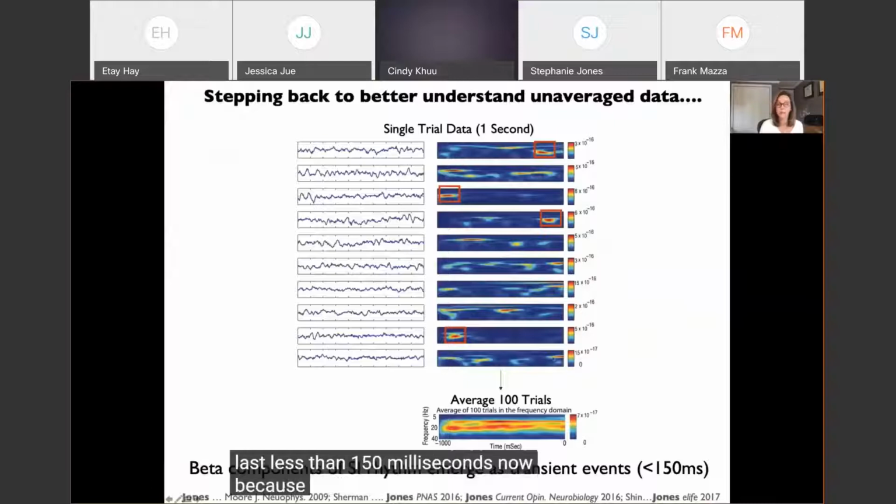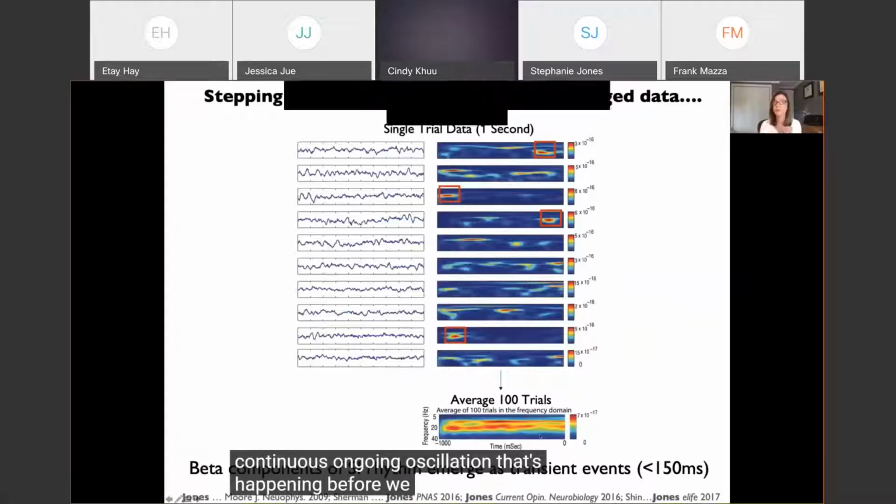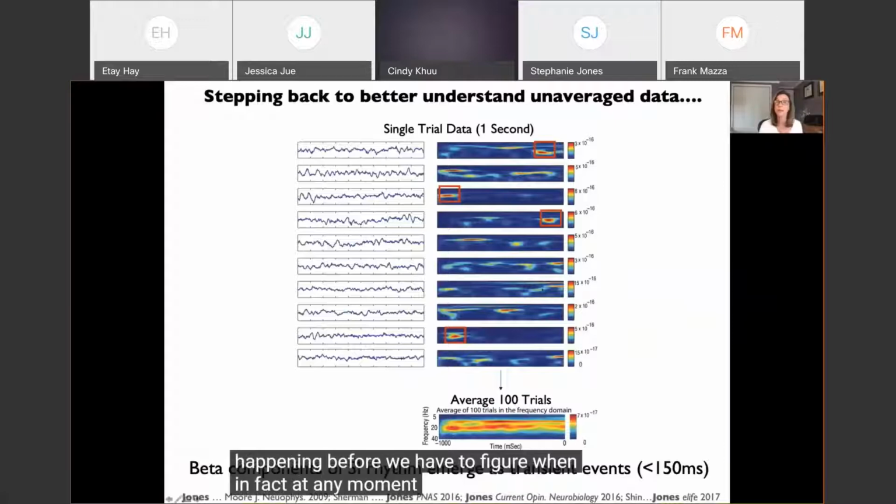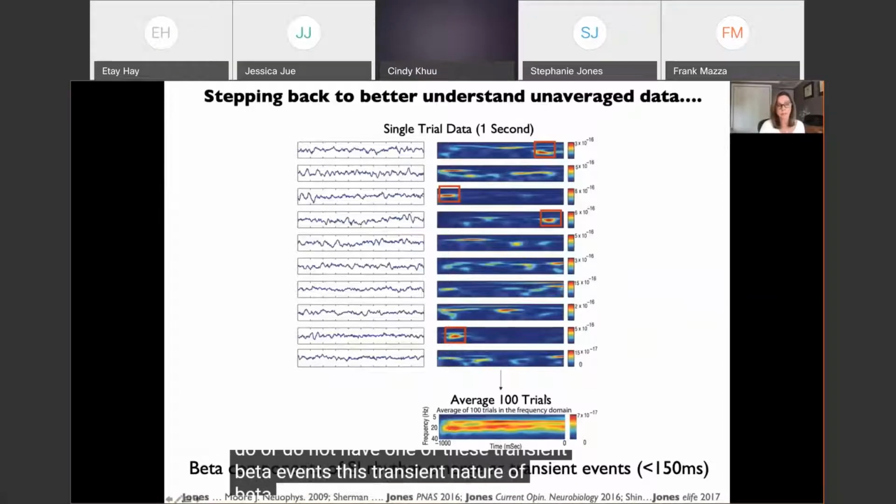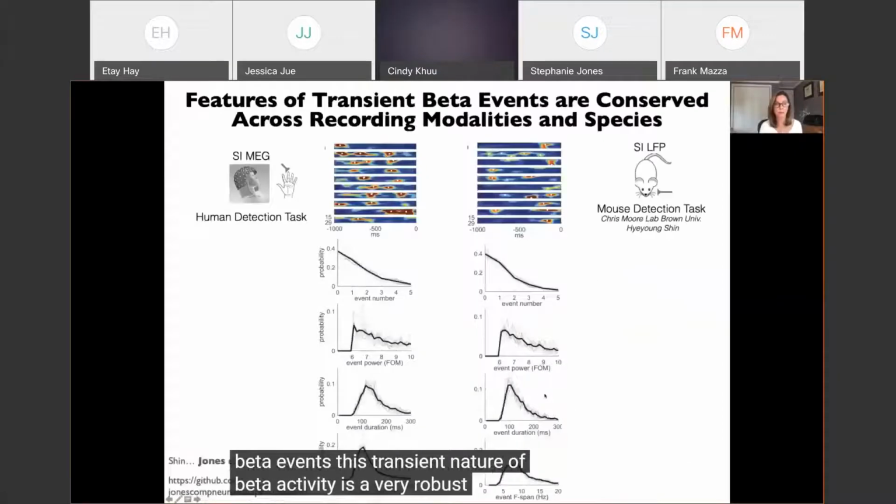Now, because in the frequency domain, these signals are always positive, when you average in the frequency domain, you get an accumulation without cancellation. And you get this continuous band of high power activity. And you might automatically think, oh yes, there's this continuous ongoing oscillation that's happening before we tap the finger. When in fact, at any moment in time, you either do or do not have one of these transient beta events.